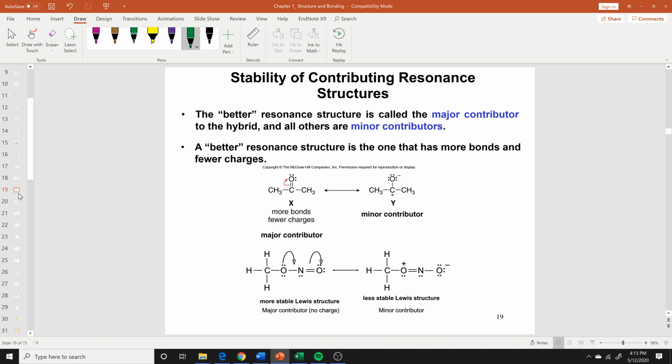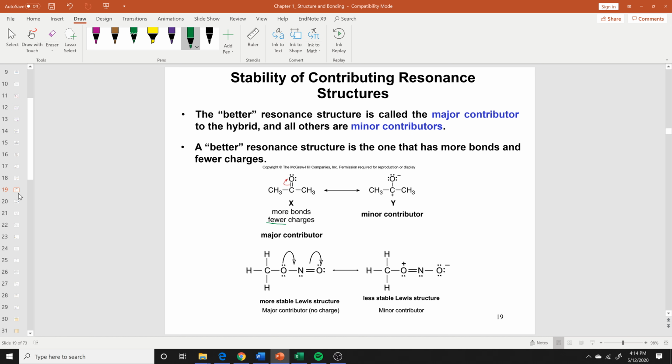Now, when you draw resonance structures, one of them is going to be more stable than the other. The more stable, we're going to call a major contributor, and the less stable, we're going to call a minor contributor. Just know that normally electronegative elements prefer to have negative charges. And normally major contributor resonance structures prefer to have fewer charges.